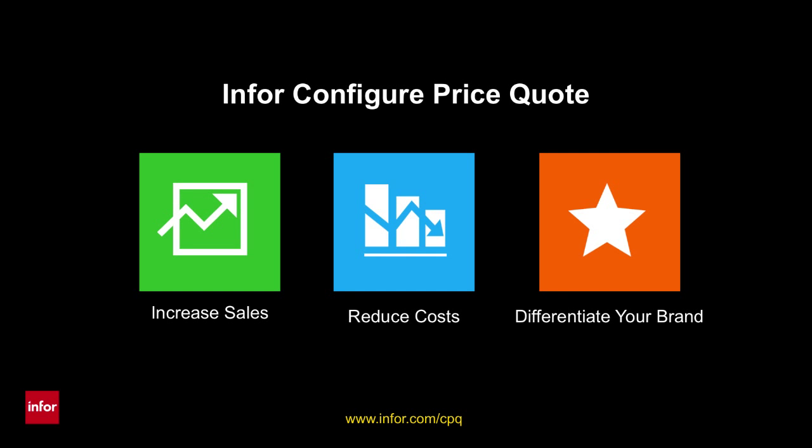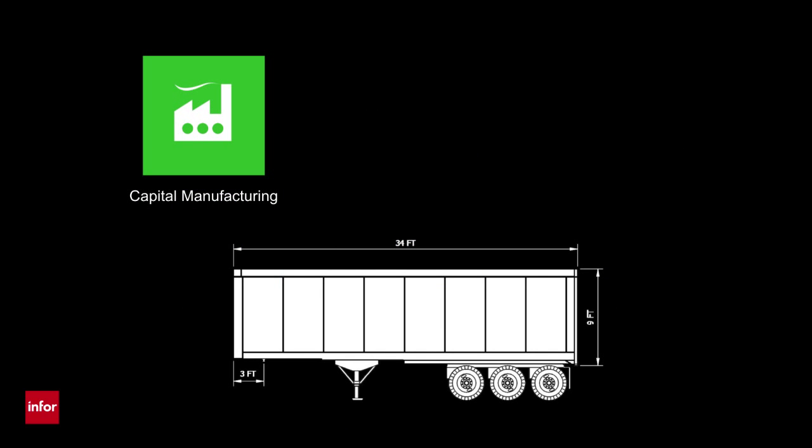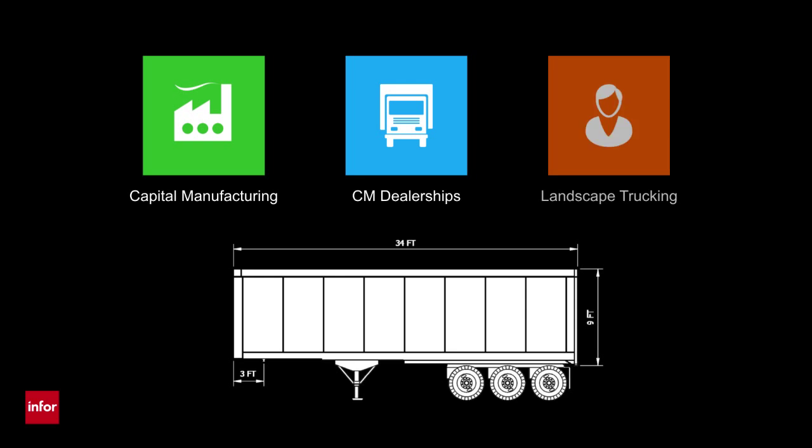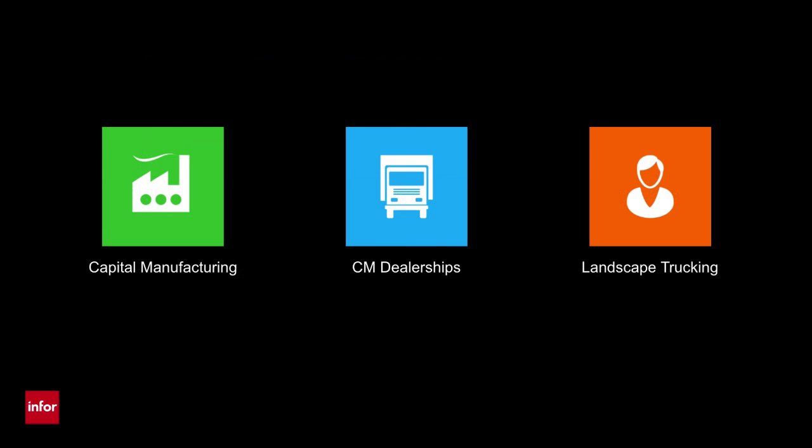Today, we will see how Infor Configure Price Quote addresses tough customer challenges with a complete solution, driving real value by increasing sales, reducing costs, and differentiating your brand. In the following scenario, Capital Manufacturing is a manufacturer of semi-truck trailers. CM Dealerships is a dealer for Capital Manufacturing, and Landscape Trucking is a customer for CM Dealerships.